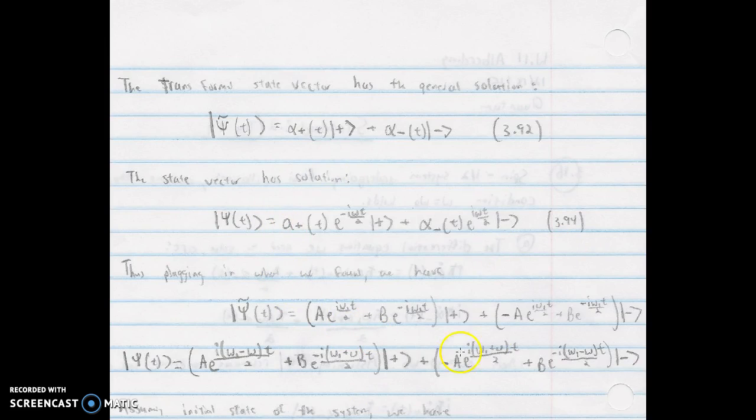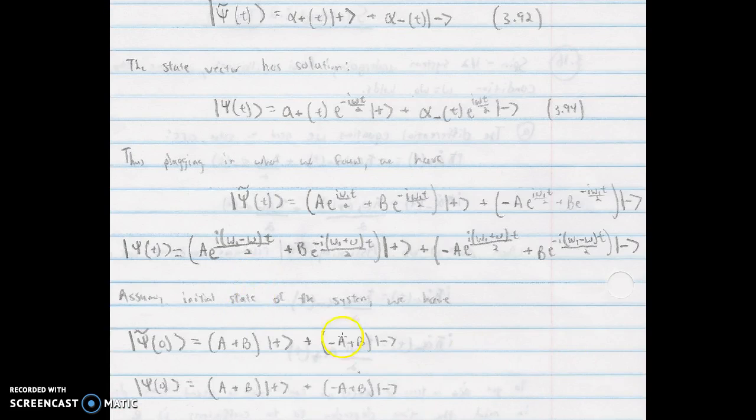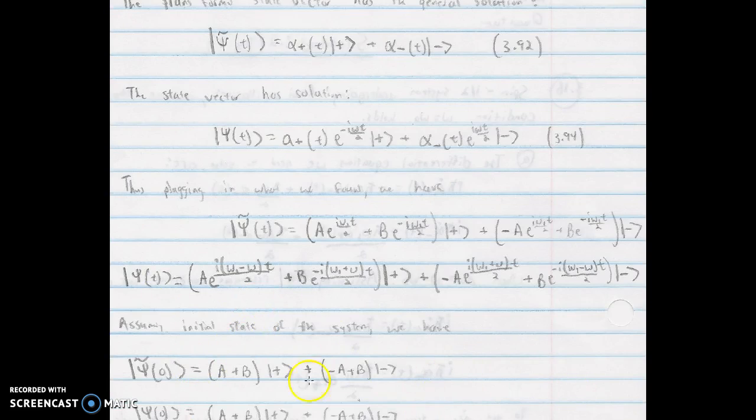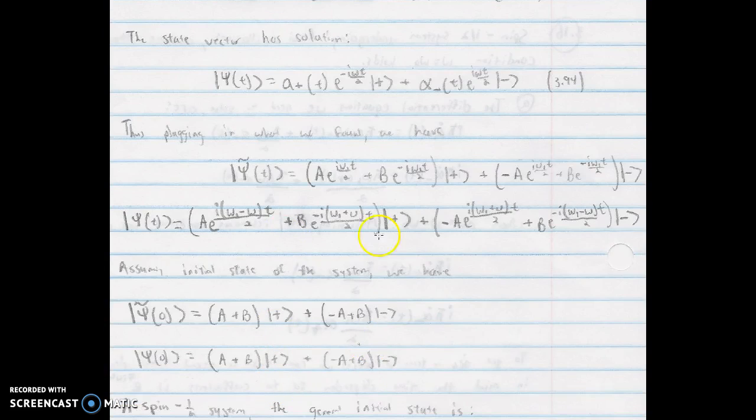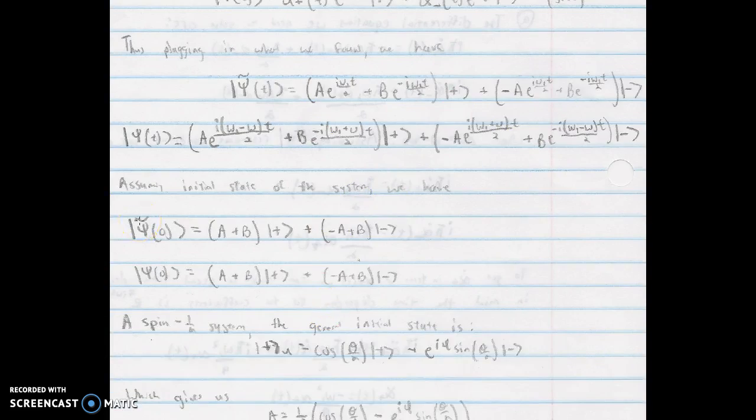So we can plug in our values for alpha plus and alpha minus of t, and we get this. This is your transformed state vector, and this is your state vector. Assuming the initial state of the system, so when t equals 0, it simplifies way down to this, because all of these go away since we have t equals 0 in the numerator. So our transformed state becomes this, and our state vector becomes this.